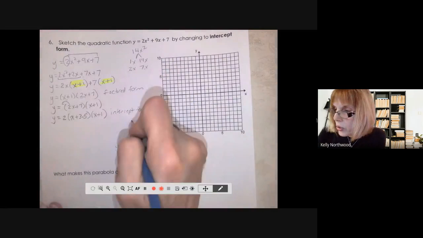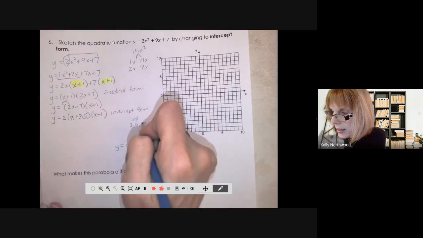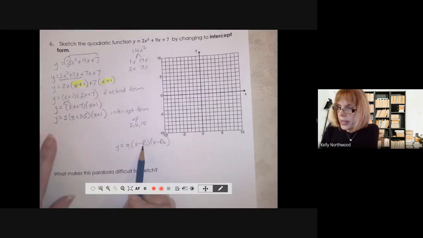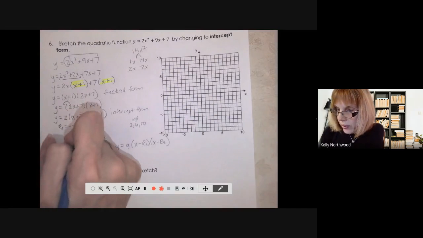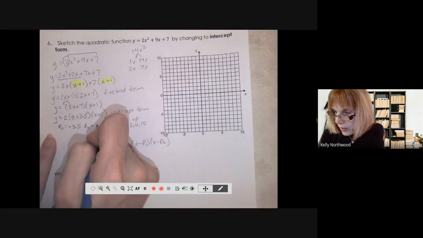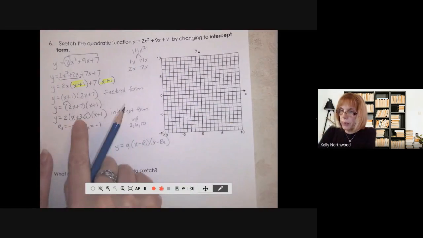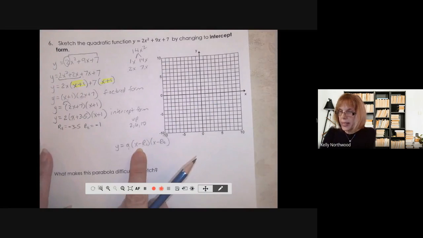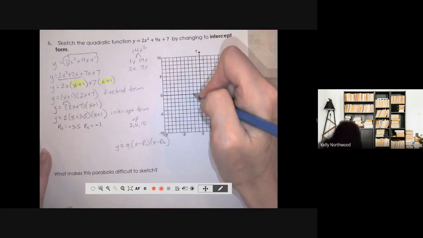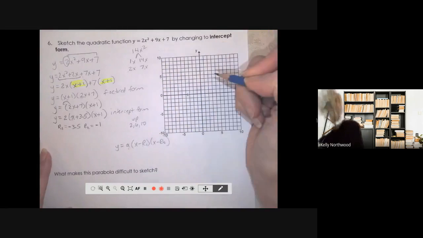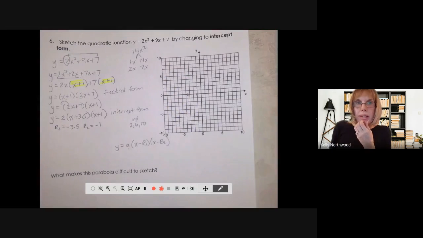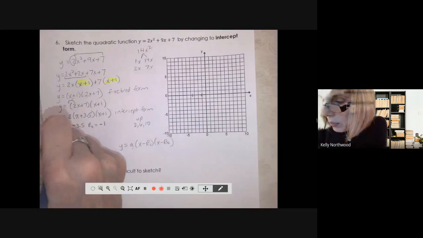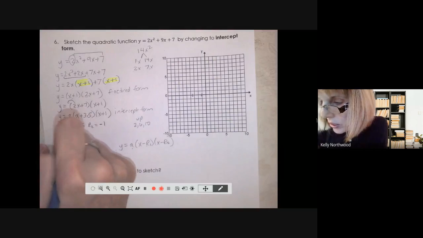So I know my step number is 2, which means up 2, over 1, up 6, over 1, up 10. My intercepts, because there are plus signs in here, are going to be negative 3.5 and negative 1, because it's the opposite sign. If there's a plus there, it would have had to be because it was x minus a negative, right? So now you can mark those on your graph. Negative 3.5 is here, and negative 1 is here. Those are my x-intercepts.